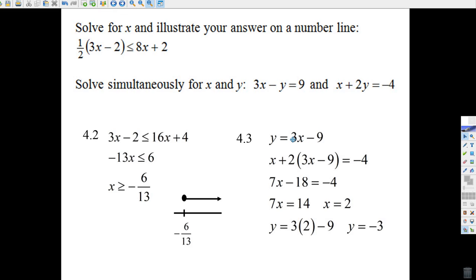Then take that 2, put it in there. 3 times 2 is 6 minus 9. Y equals minus 3. So there's your answer. X is 2 and y is minus 3. That's the place where these two lines cross. It's the point that solves the system of equations. And that's it.